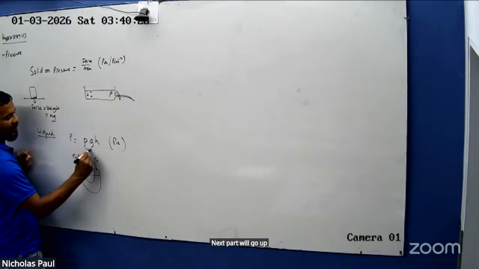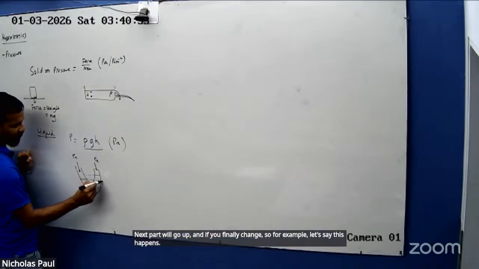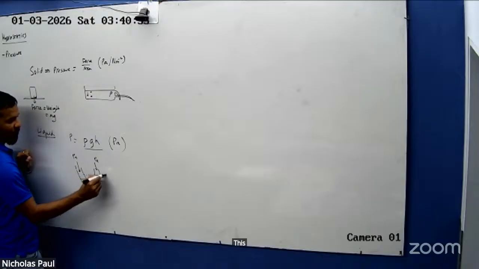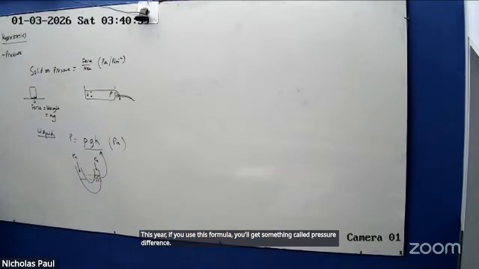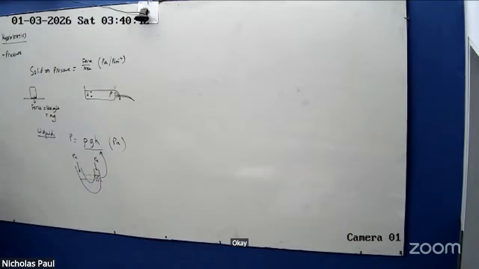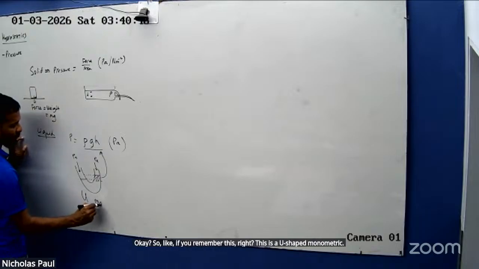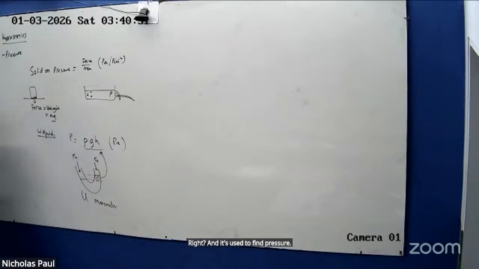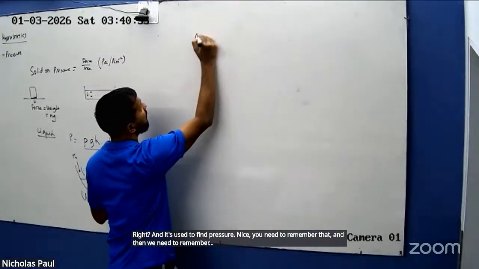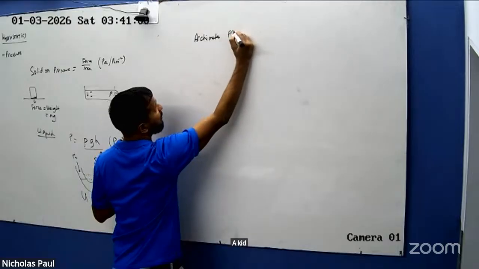And if you find the change, so for example, let's say this happens. This here, if you use this formula, you'll get something called pressure difference. Okay? So I want you to remember this, right? This is the U-shaped manometer. Right? And it's used to find pressure. Nice, you need to remember that. And then we need to remember Archimedes' principle.